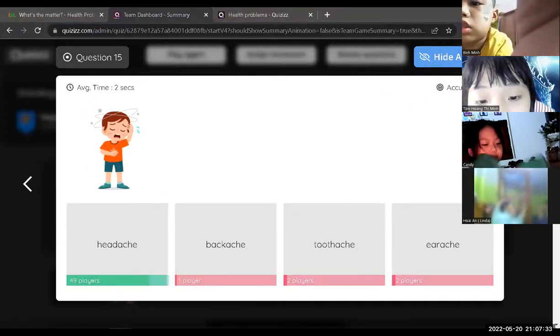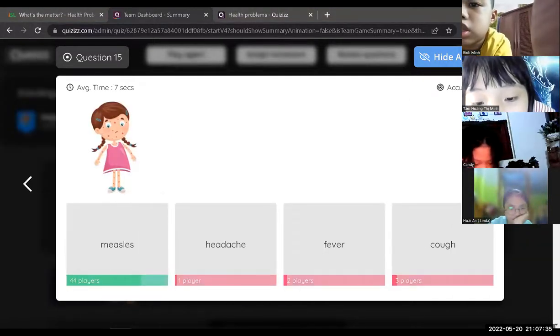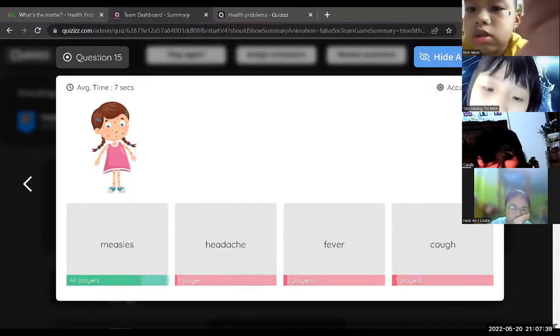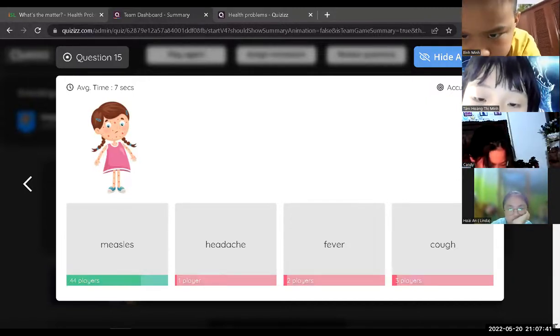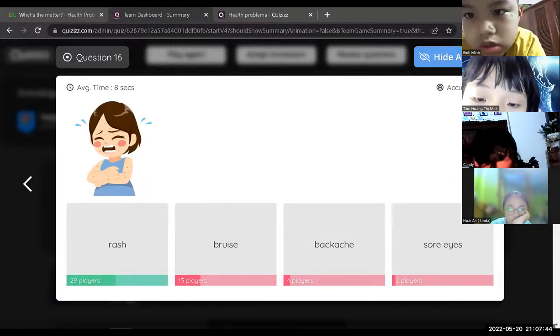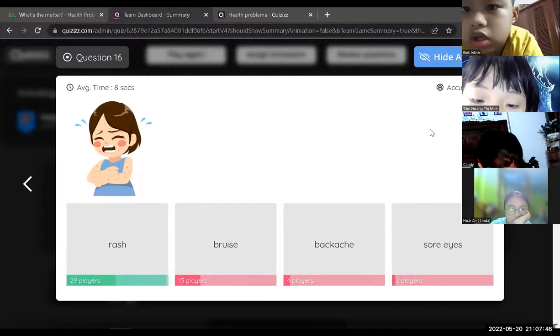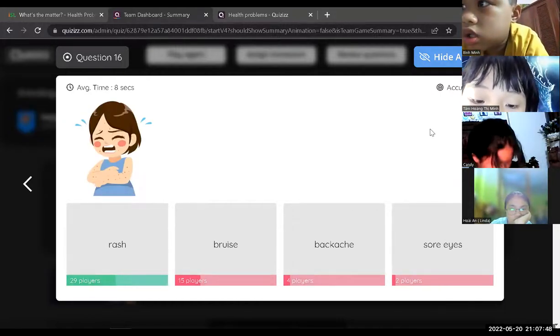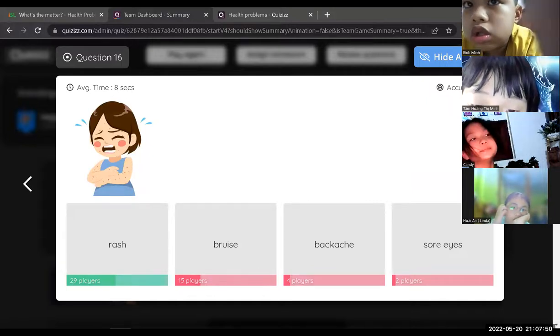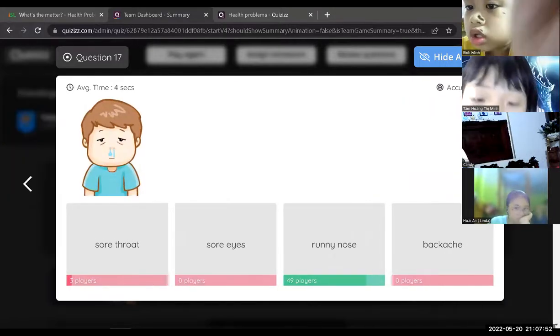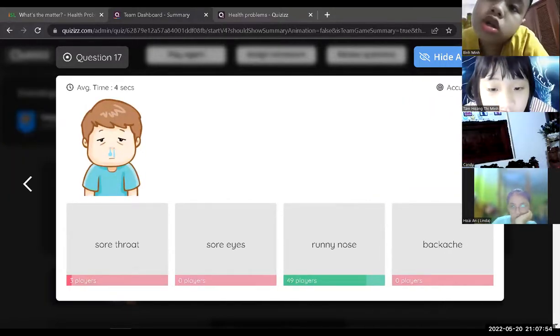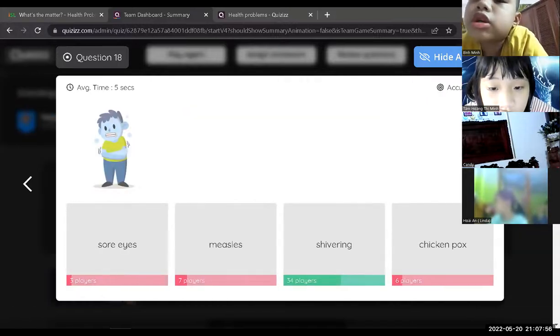Headache, touch his head. Measles, bệnh sởi. Here we have the word measles, bệnh sởi. Rash, bị phát ban. These diseases all cause spots, very similar, right? Rash. Runny nose. Okay, good. A lot of correct answers.